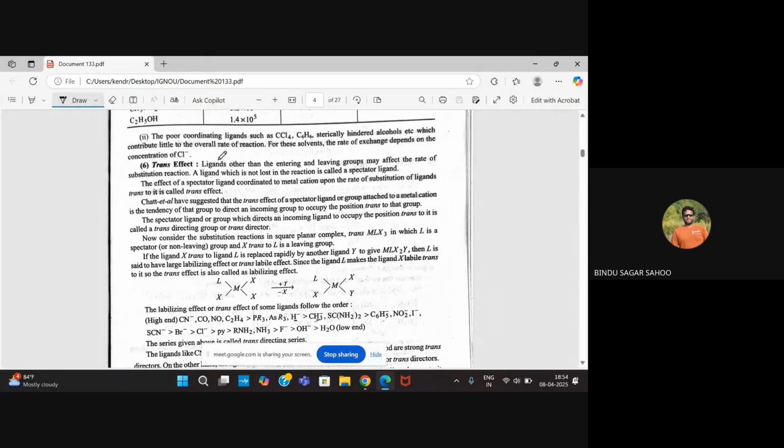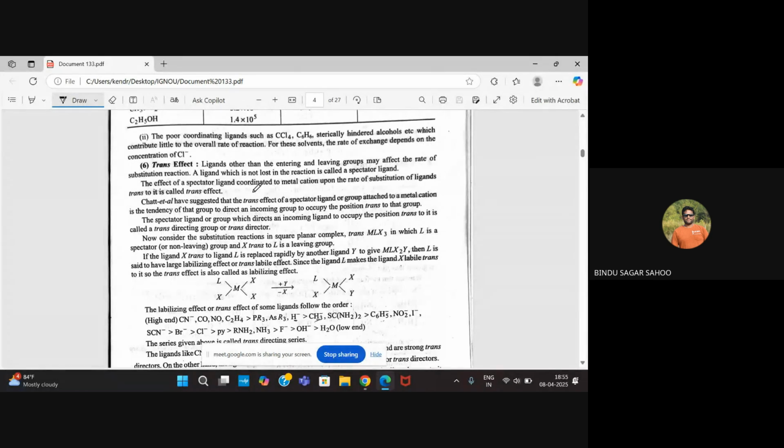Okay. So ligands other than the entering and leaving groups may affect the rate of substitution reaction, and the ligand which is not lost in the reaction is called a spectator ligand. We already told that. And the postulate says that the effect of a spectator ligand coordinated to a metal cation upon the rate of substitution reaction of the ligand trans to it is its trans effect. That means in a metal complex, a spectator ligand is present, and this spectator ligand will decide which group will be removed from the metal complex and in which position the incoming ligand will attach to the metal complex. This is the role of trans effect or trans directing ligands.